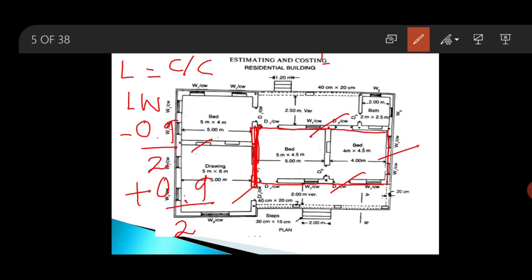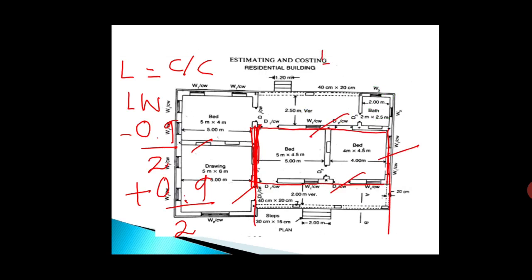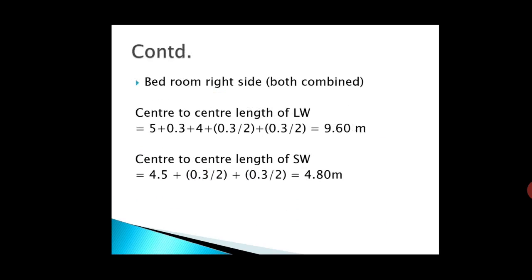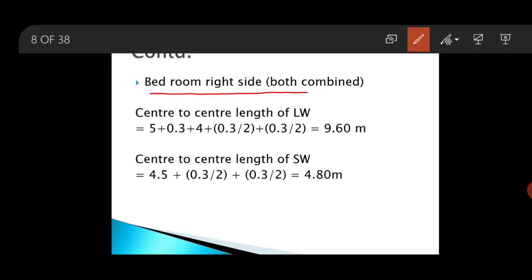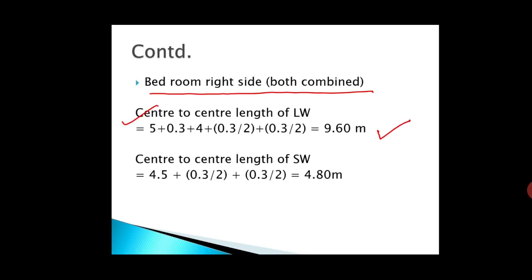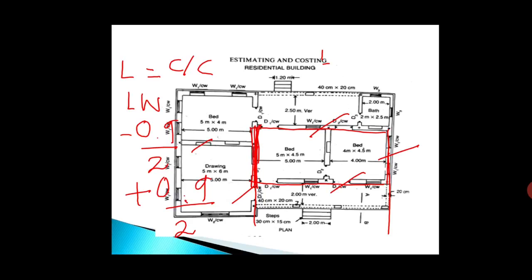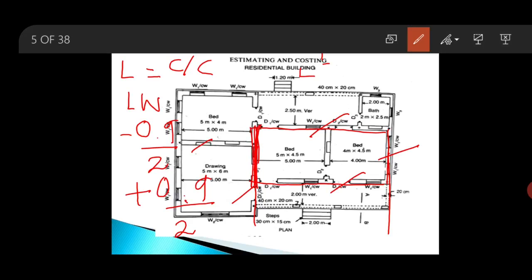So now we require the center to center length of this long wall. That has already been done, bedroom right side, both combined. Here the center to center length of long wall for the second part is 9.6. So the length will be 9.6, from which we subtract half of the width and add half of the width. This is the length.